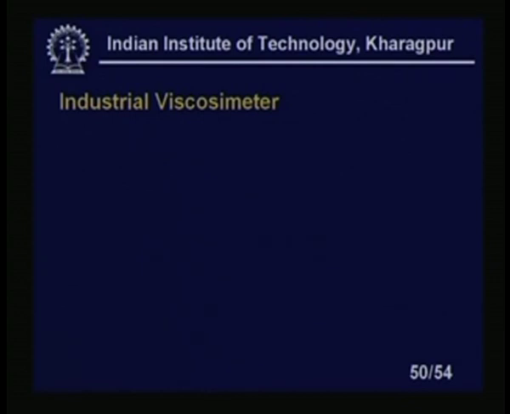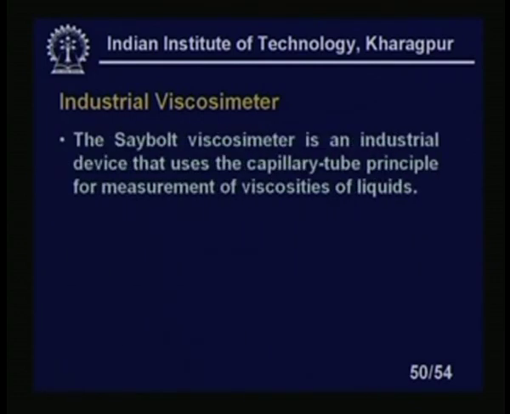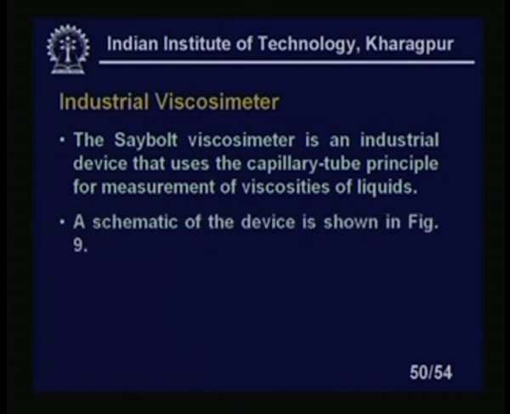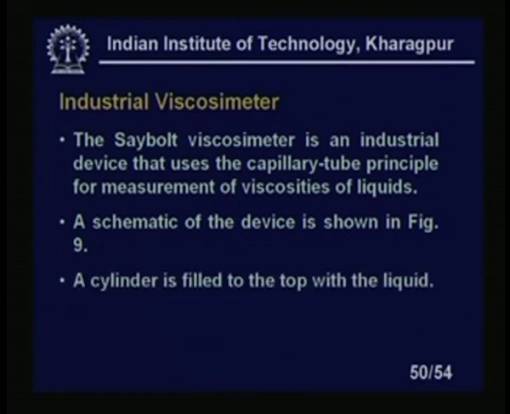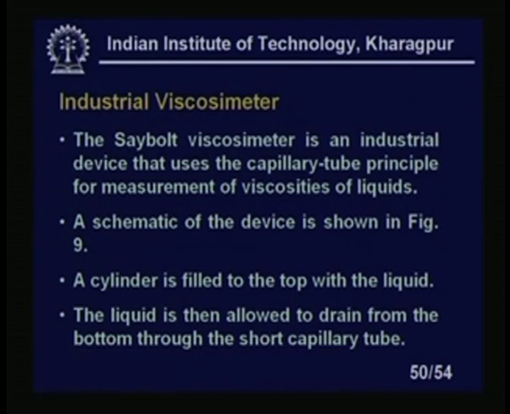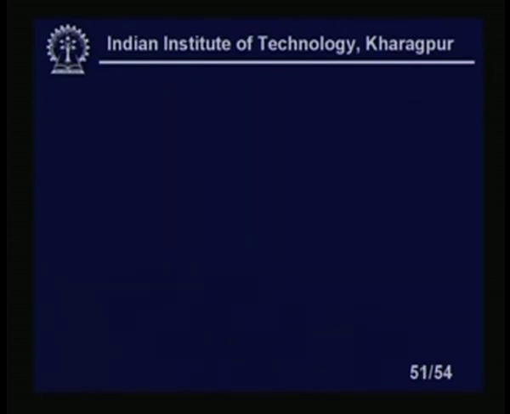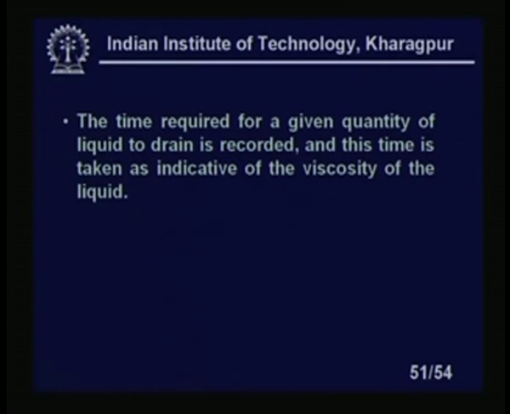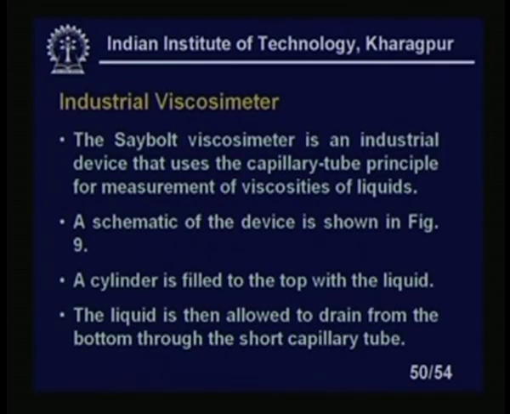Now, among industrial viscosimeters, the Saybolt viscosimeter is a very commonly used viscosimeter. The Saybolt viscosimeter is an industrial device that uses the capillary tube principle for measurement of viscosities of liquids. A schematic of the device is shown in figure 9. A cylinder is filled at the top with the liquid, and the liquid is then allowed to drain from the bottom through a short capillary tube. Okay, let us go back first to the figure.